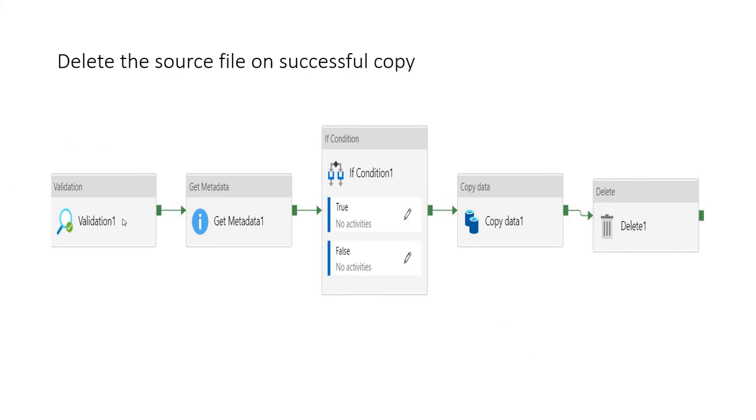First we're going to take an activity called validation. The validation checks whether the file is available or not. The next one is Get Metadata, which deals with the information about the file. The next one is the condition, where we mention which file we require. As we already discussed in the previous session, it depends upon the column count. If the column count matches, then it copies the data. Once the data is copied from the source, we need to delete the data from the source. Now let's move on to the demo.